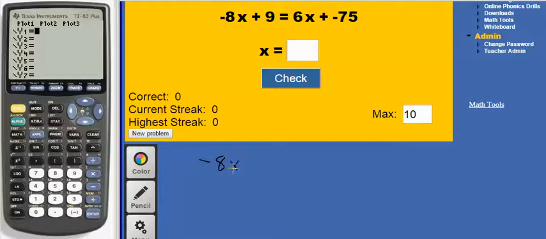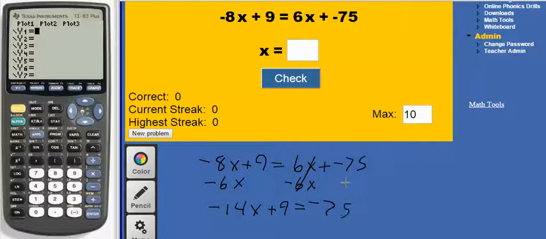So 8x plus 9 equals 6x plus negative 75. The goal is all the x's on one side, all of the constants on the other side. So I'm going to do the opposite of this plus 6x. Just going to be minus 6x. So I have negative 14x plus 9 equals negative 75.